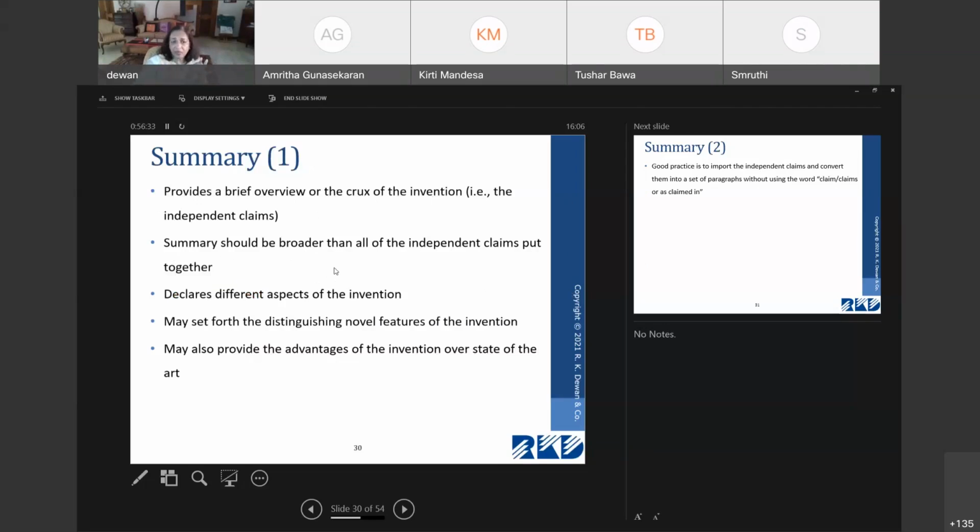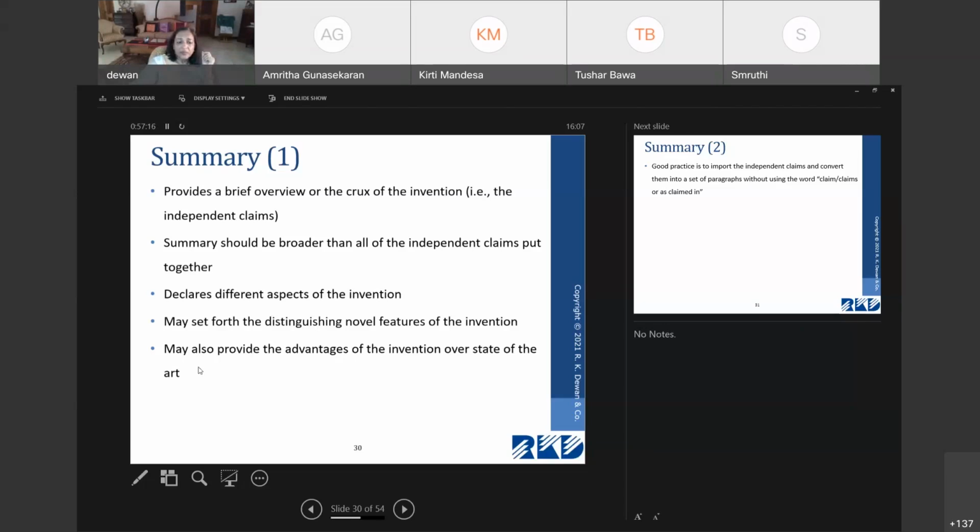So after we have done a broad overview, a brief overview, we have given the broader disclosure, we are then going to declare the different aspects of the invention. In the summary, you may set forth the distinguishing novel features of the invention. So this is where the summary of the invention, the summary of the novel features, the summary of the crux of the invention, comes in. Now the invention comes into the picture. This is the first time the story starts unfolding of this new development that we have come across.